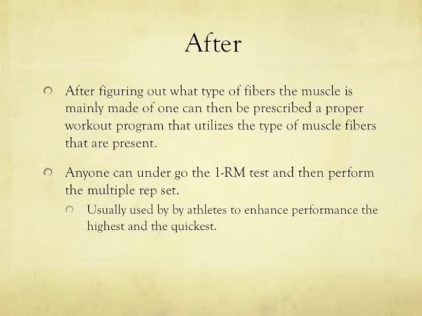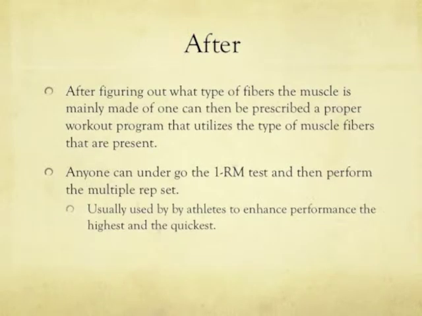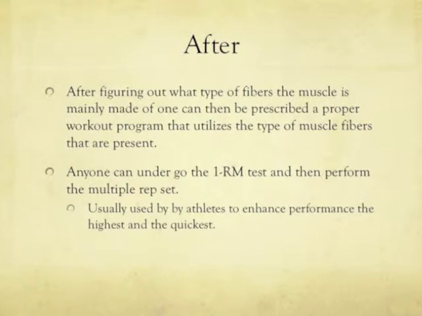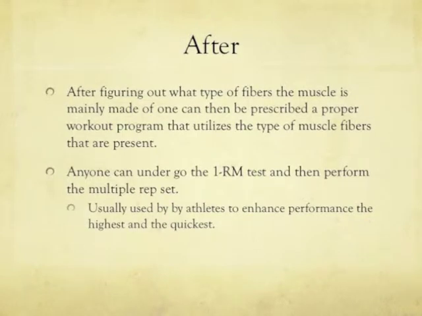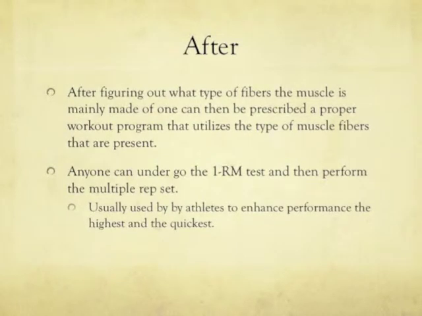Okay, so after figuring out what sort of proportion you have for fast twitch and slow twitch fibers, you can now figure out what type of actual workout program you can use to utilize the type of muscle fibers that are present in your particular body part. Anyone can actually undergo a 1 rep max test and then perform the multiple rep set. But it is usually used for athletes to improve their performance to get their performance highest and the quickest as possible. But anyone can perform these tests. Just make sure you have a spotter and quality equipment while doing these procedures and exercises.